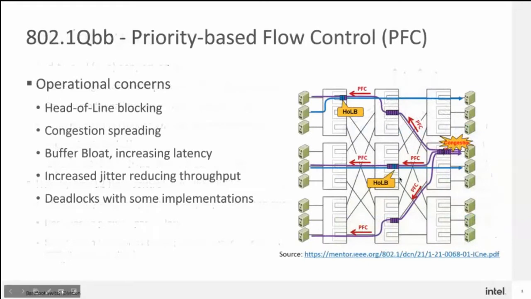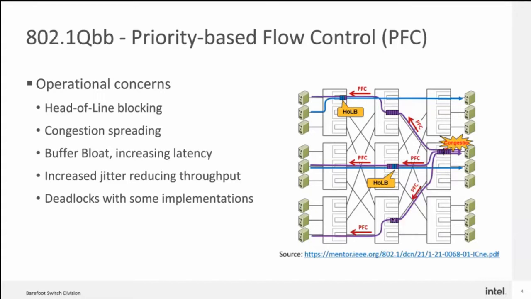So in PFC, we have here a small depiction. We can see these small server boxes on the left and the right side, and we have these white boxes, which are the switches in our network. And if we look at the purple lines, we can see we have a 3-to-1 incast here, which leads to congestion. And if the congestion grows too much, then PFC kicks in and this switch will tell its upstream switches to stop sending traffic. And that is effective at preventing packet loss.